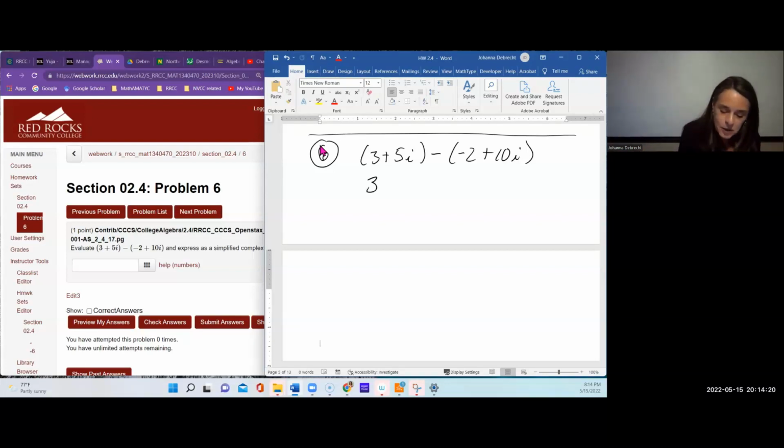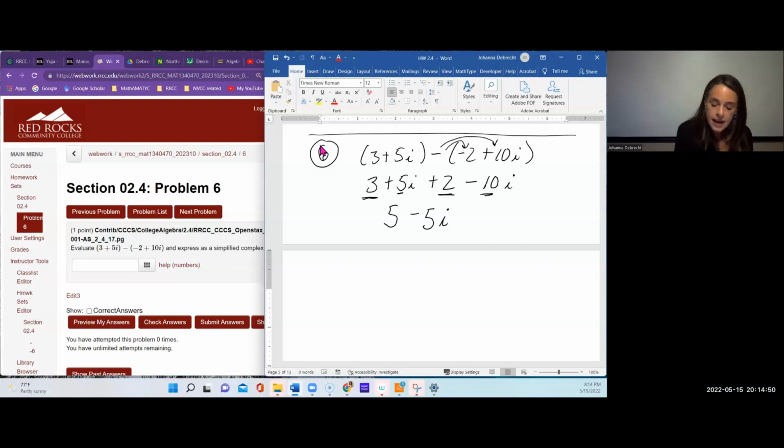And that gives us 3 plus 5I minus a negative 2 becomes plus 2, and minus a positive 10I becomes minus 10I. Always draw those arrows to prevent making a mistake. Then we have 2 real parts, 3 plus 2, which gives us 5, and 2 imaginary parts, 5 and negative 10, which combine to give us negative 5, with the I attached to indicate that that is the imaginary term in the complex number, 5 minus 5I.